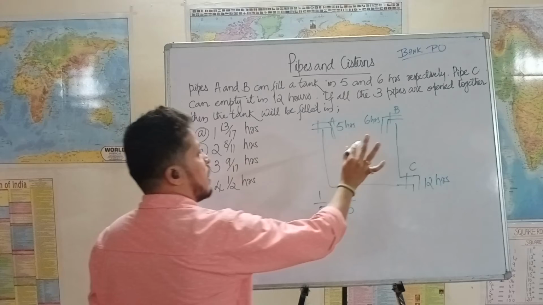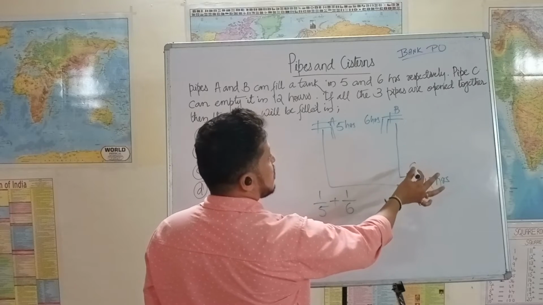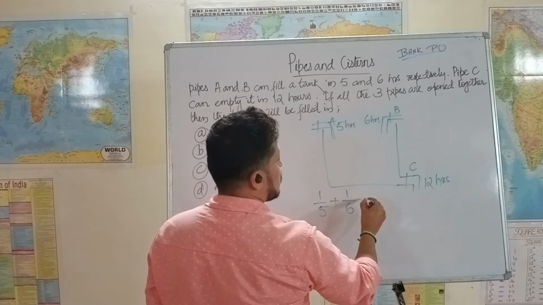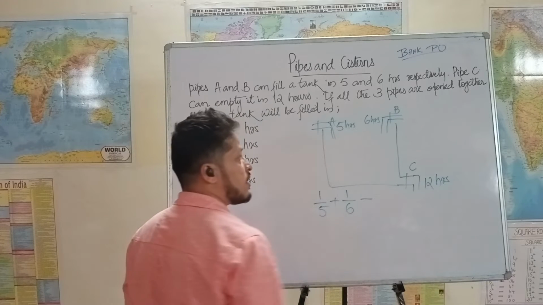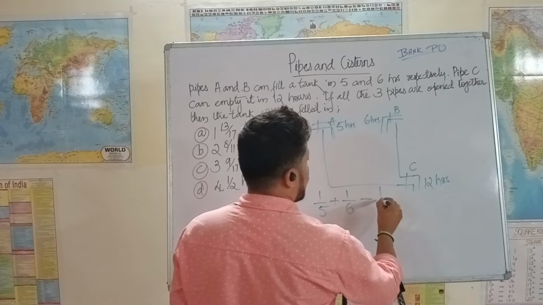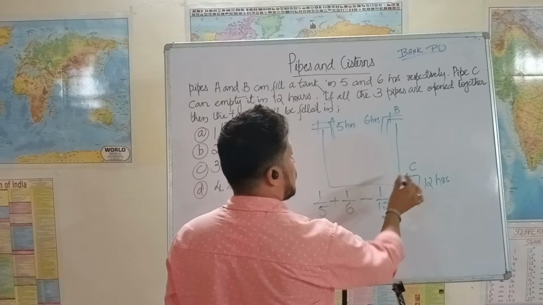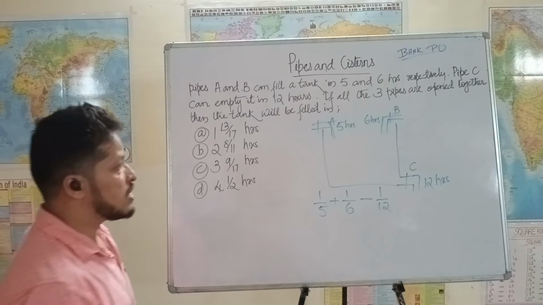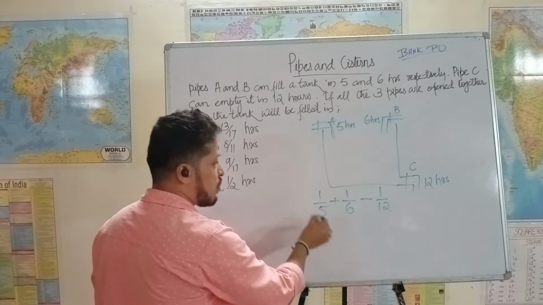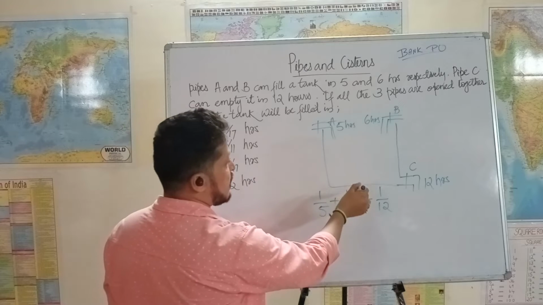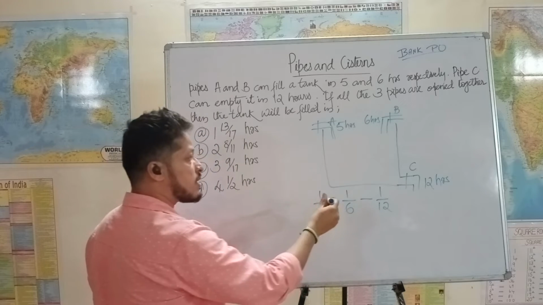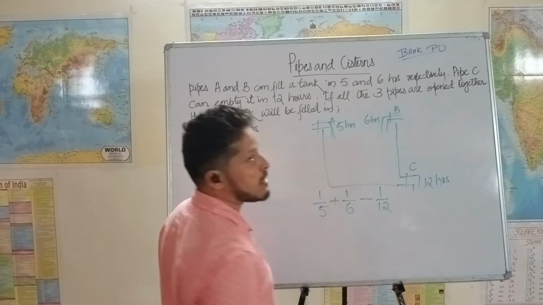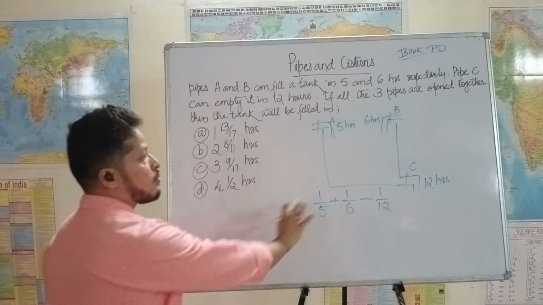But C is not contributing to fill the tank. It's in fact emptying the tank. So the work of C can be minus here, and that is 1 by 12. That means every hour 1/12 of the tank is getting emptied. Right? So this is the total work done. Pipe A is doing 1/5 of the work, and pipe B is doing 1/6 of the work, and at the same time, pipe C is emptying it by 1/12 of the tank. So this is the total work being done.